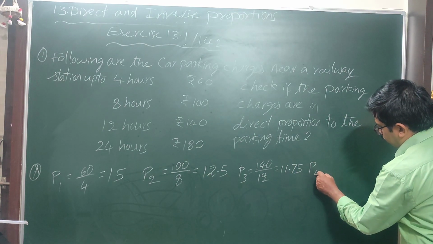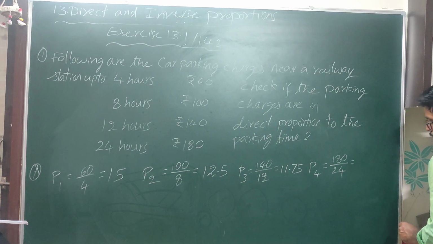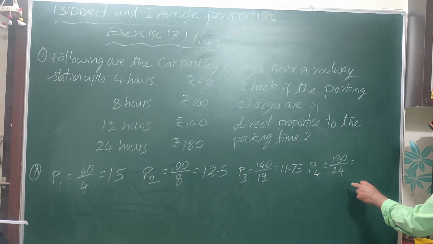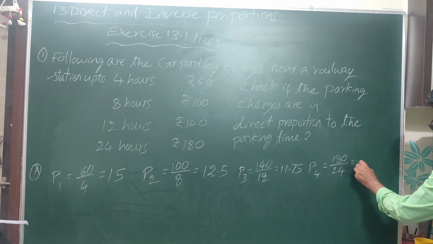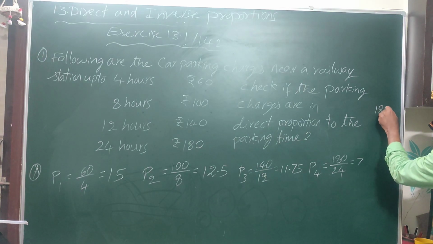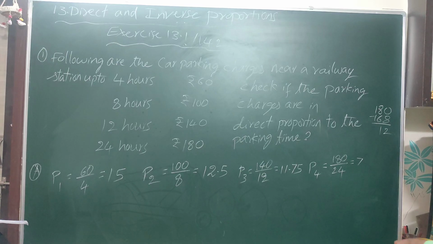Next, finally P4 equal to 180 by 24. So let us see. 24 sevens are 168. So we subtract 168 from 180. So how much? 180 minus 168 is 12. So bring down 0 by keeping decimal point, and 24 fives are 120.